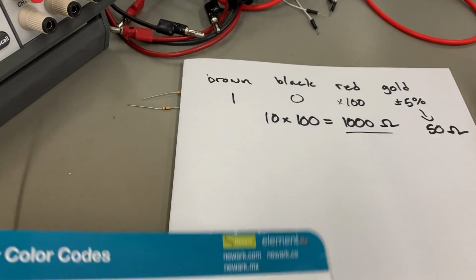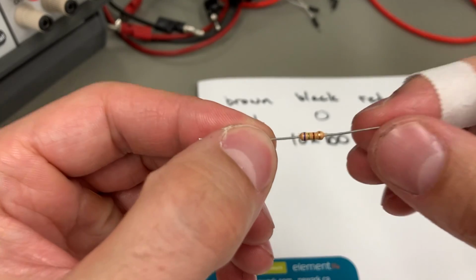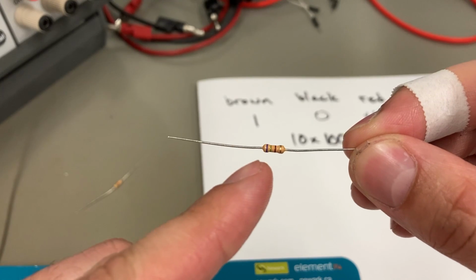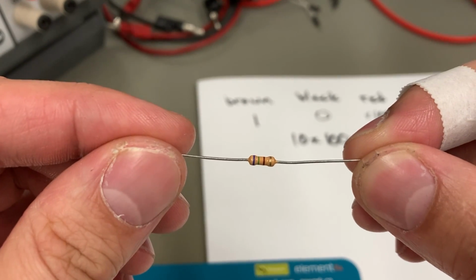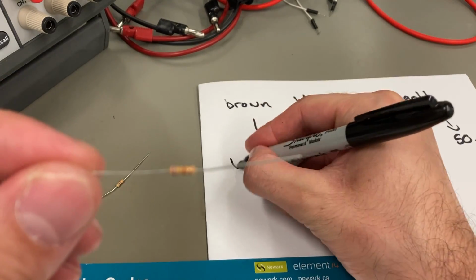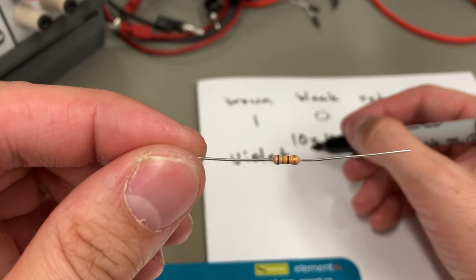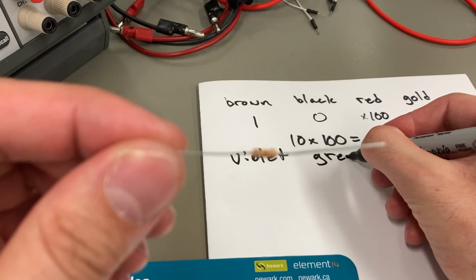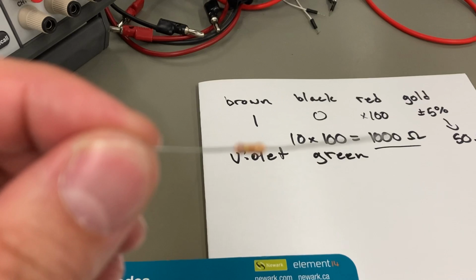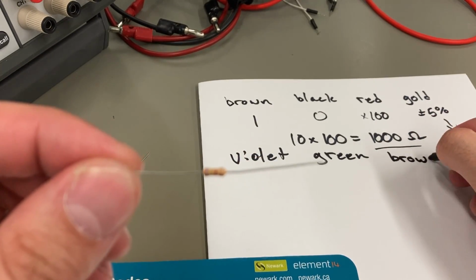Okay, let's move on to another resistor. Let's see if we have this down pat. In this case, our resistor has a color code of violet, green, brown, gold.